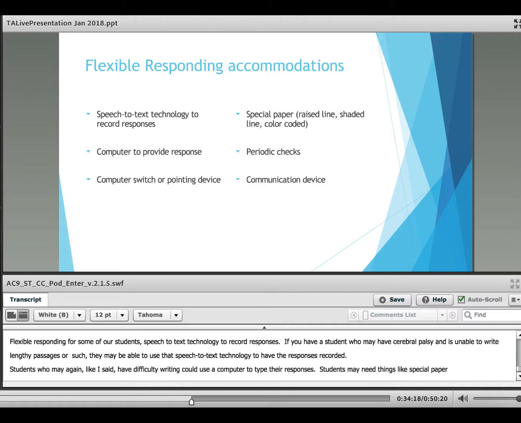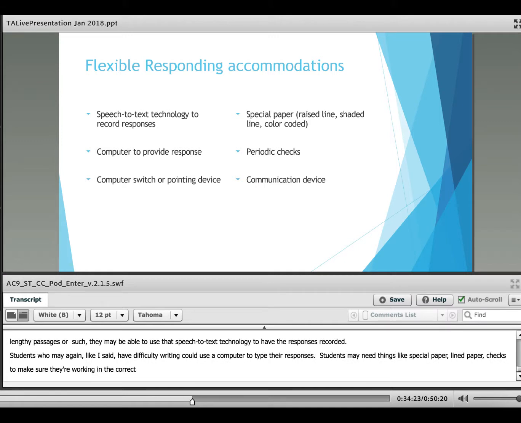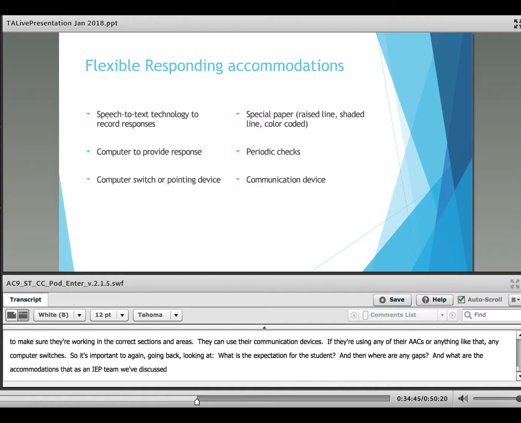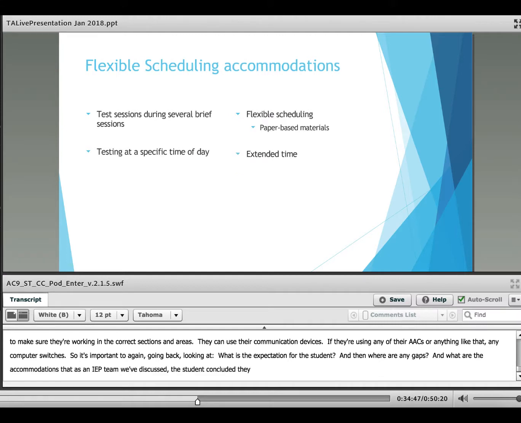Students may need things like special paper, lined paper, checks to make sure they're working in the correct sections and areas. They can use their communication devices, if they're using any of their AACs or anything like that, any computer switches. So it's important to, again, going back, look at what is the expectation for the student, and then where are any gaps, and what are the accommodations that as an IEP team we've discussed, student included, that they need to use and feel like they will use.